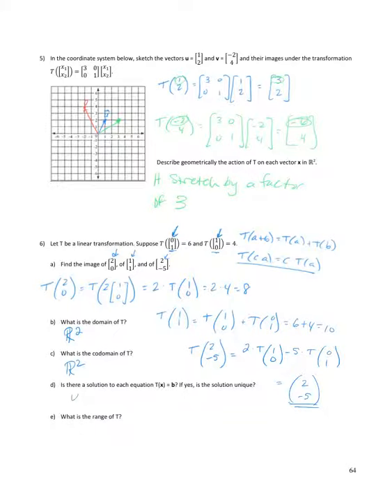So, yes. What is the range of T? All the outputs, all of R2. We know that the range lives in R2 because the codomain is R2. The question is, do the outputs of the transformation T form all of R2? And the answer is yes. You can build any element of R2 by taking a linear combination of 1, 0 and 0, 1.